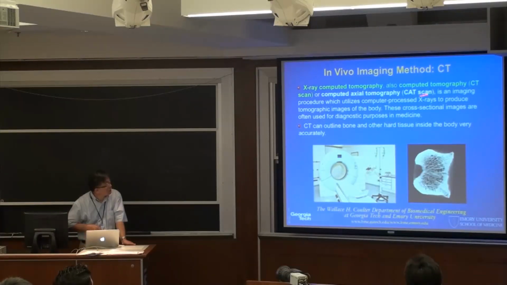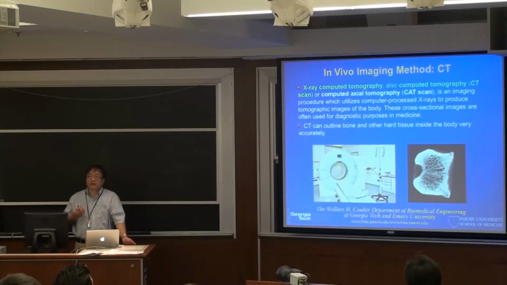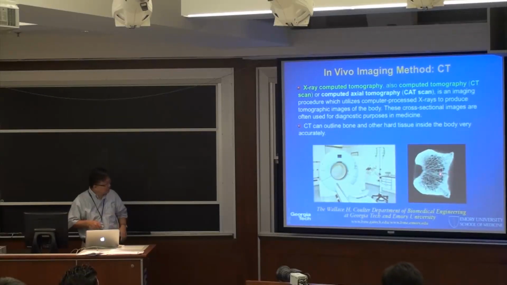So the second one is essentially X-ray, the computed tomography, or called CT. The difference between CT and MRI is that this is based on X-ray, right? Also, it is more effective in imaging hard tissue instead of soft tissue. That's why usually what you see in a CT scan is mostly bones, right? As you can see, this cross-section of a bone, you see clearly the structure of the bone.